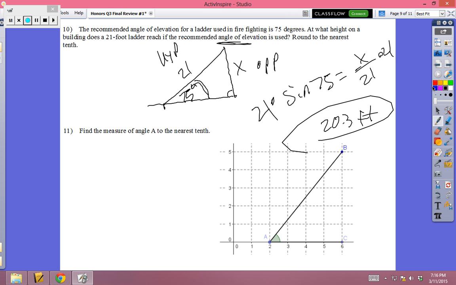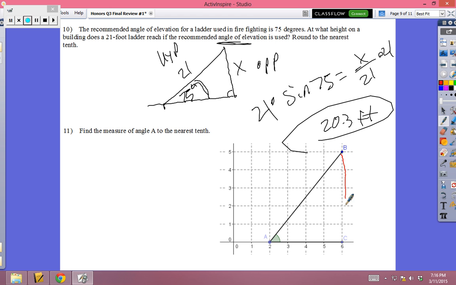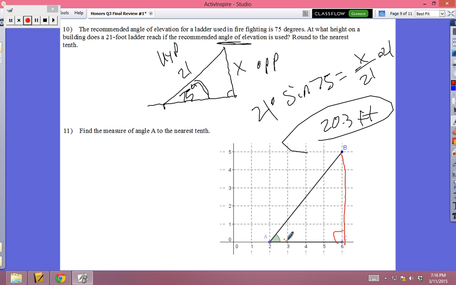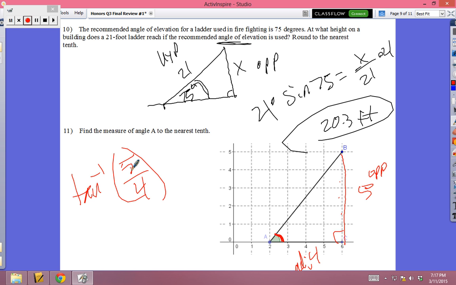Okay, number 11, make a triangle. So let's draw a perpendicular and altitude, and this is 4, this is 5. I want this angle. So if I'm looking from this angle, this is the opposite side and this is the adjacent side. So I'm going to use tangent. I'm going to do inverse tangent, because the inverse will give me the degrees of that ratio 5/4. So if I do inverse tangent of 5/4, that angle is a 51.3 degree angle.